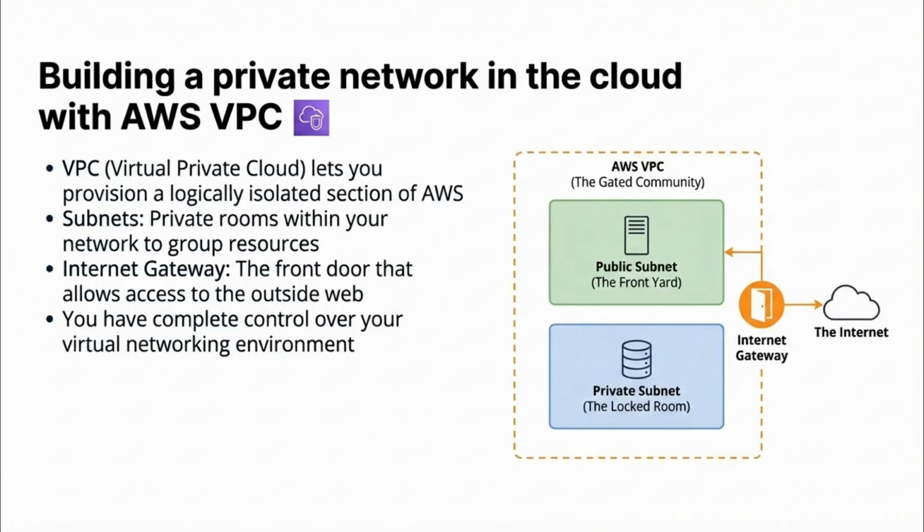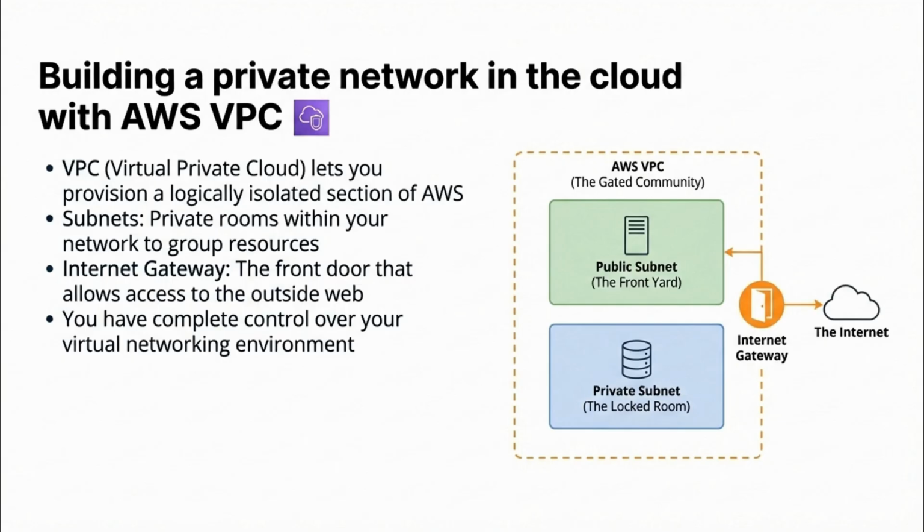You can create subnets, which are like private rooms in your house. Maybe you put your sensitive RDS database in the locked back room without internet access. The internet gateway is your front door, allowing your EC2 web services to talk to the public. VPC stands for Virtual Private Cloud. It lets you provision a logically isolated section of AWS, with subnets and internet gateways. Subnets are like private rooms within your network to group resources, and the front door, which allows access to the outside web, is the internet gateway.